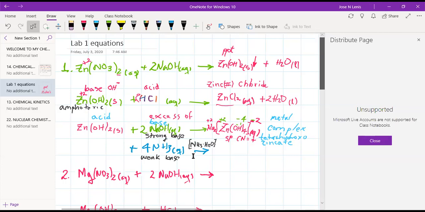Sometimes you can see it like this, NH4OH. Notice that this is the same species, ammonium hydroxide. It is sometimes better to express it this way.